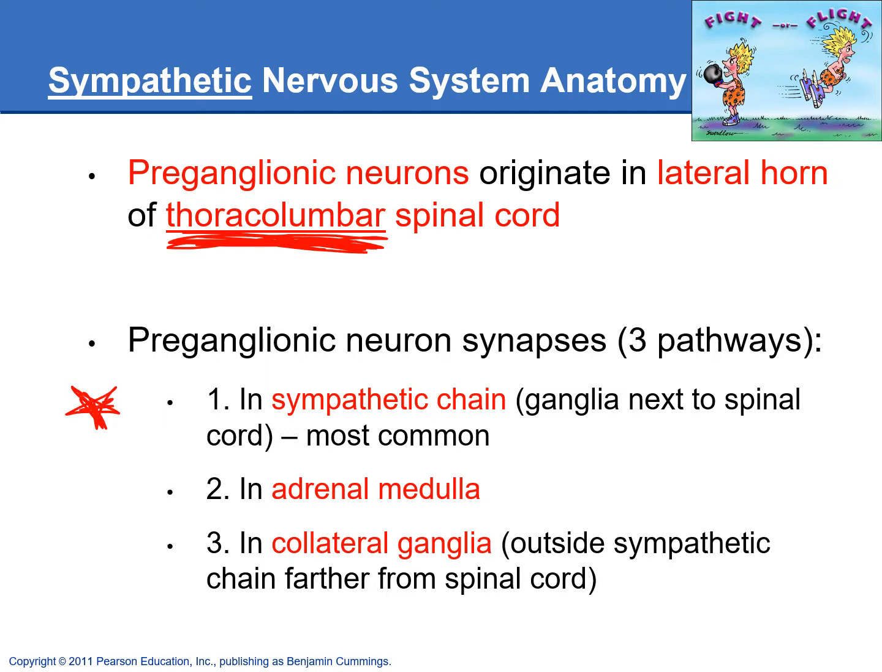So the most common pathway is that it will travel out of the central nervous system and then synapse with the postganglionic neuron in the sympathetic chain, which is just right next to the spinal cord. And the second pathway is that it can travel out and then synapse in the adrenal medulla. And then the third pathway is that the preganglionic neuron will synapse in the collateral ganglia.